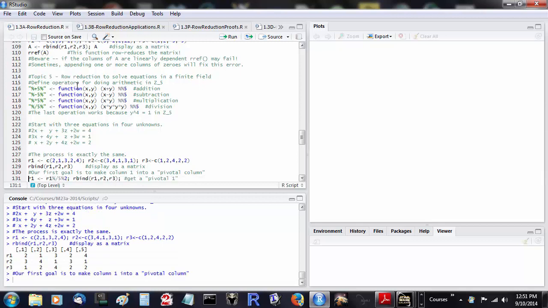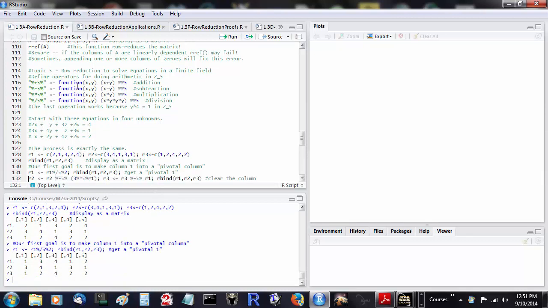There's my original matrix, and I want to make the first column into a pivotal column. The first step in that is to divide the first column by 2, but since we're working in Z5, division by 2 is the same as multiplication by 3, which is why the 3 in row 1, column 3 turns into a 4, and why the 4 in the last column turns into a 2. 4 times 3 is 12, but when you divide 12 by 5, the remainder is 2.